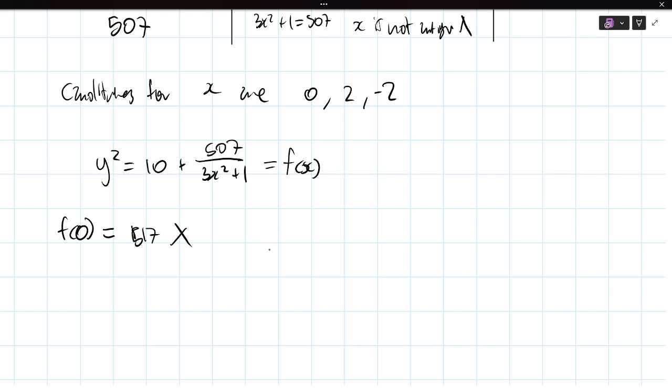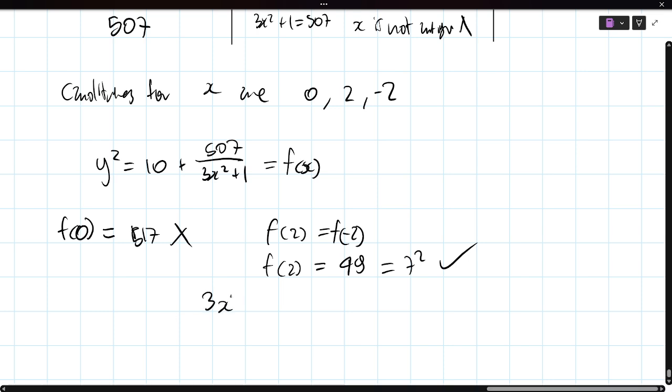Now, because x squared is an even function, f of minus 2 is the same as f of 2. Therefore, it doesn't matter what I put in. 2 squared is 4, 4 times 3 is 12, 12 plus 1 is 13, 507 divided by 13 is 39, 39 plus 10 is 49, and 49 is equal to 7 squared, therefore it works. So, this actually works because 49 is a perfect square and it's an integer. So we've found our y squared.